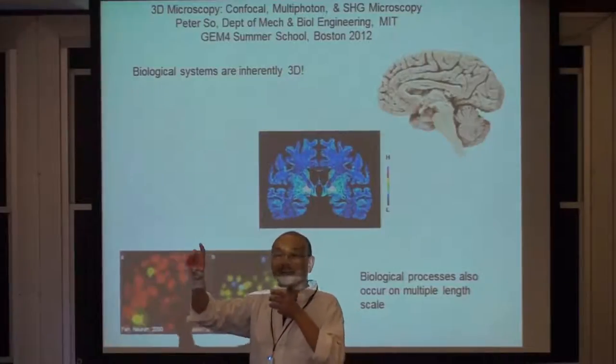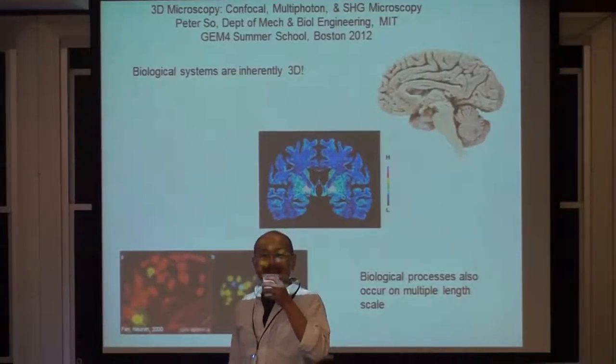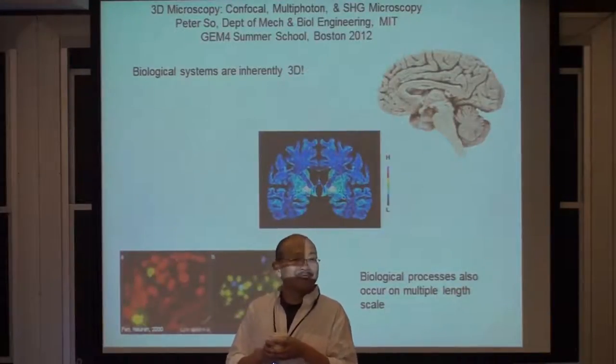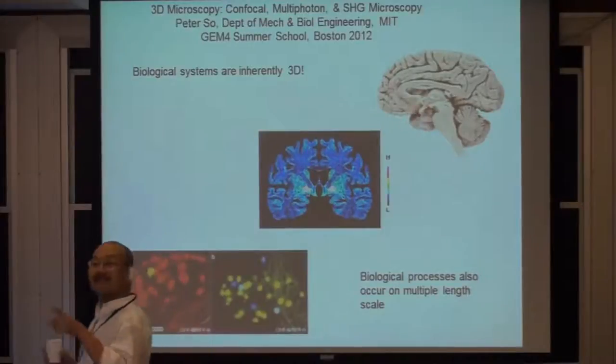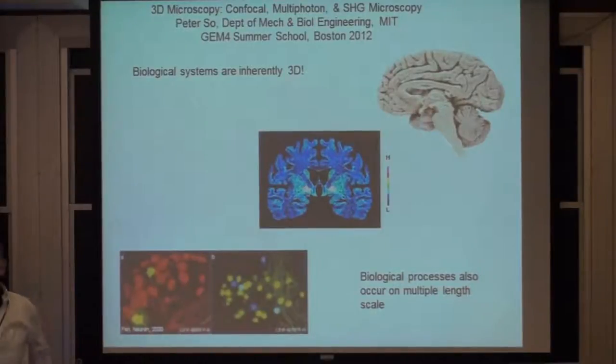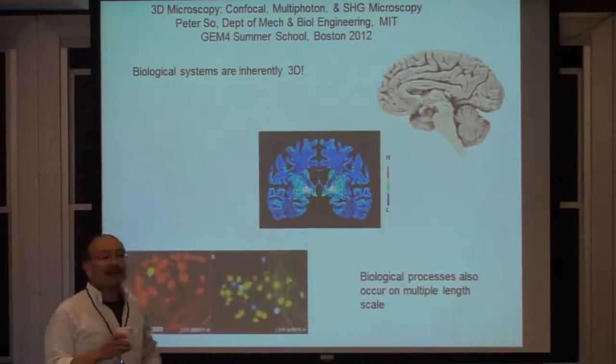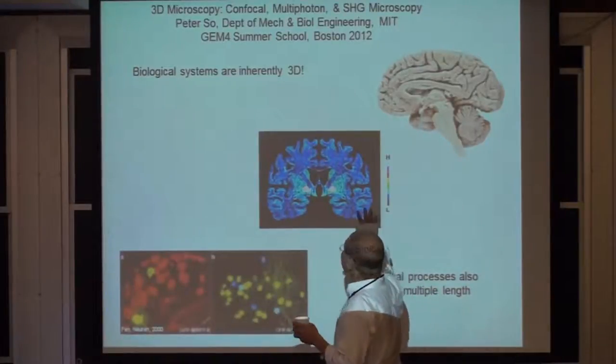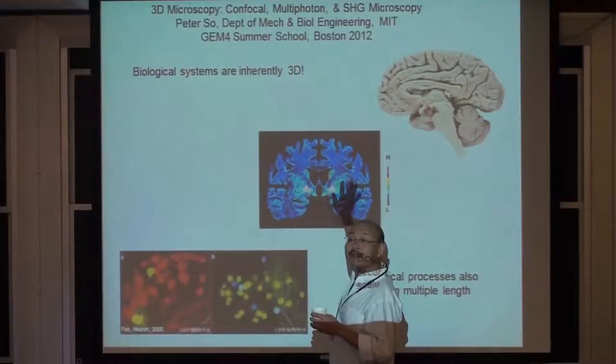How big is your spheroid, you think? Any guess? A micron? 100? 100 micron. That's probably a good estimate. I think some of the bigger ones, maybe a couple hundred micron. So if you are thinking about a brain slice, it's actually quite thick. It's typically a little bit thicker than your spheroids.